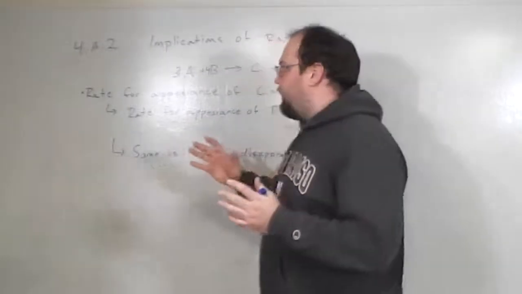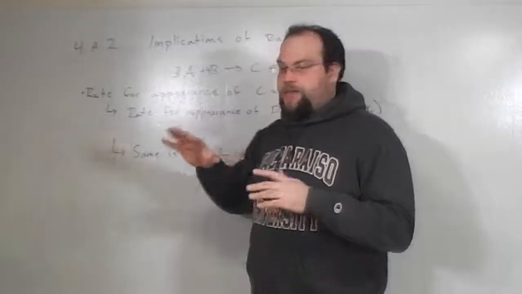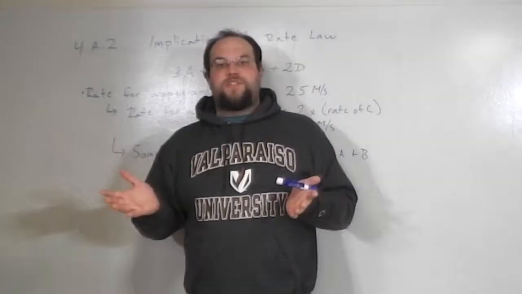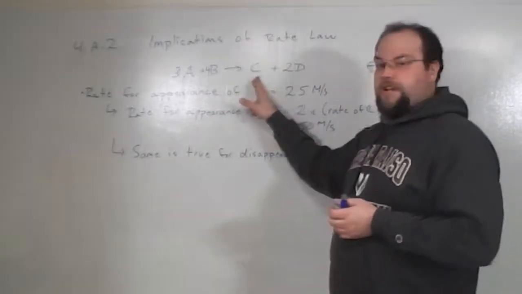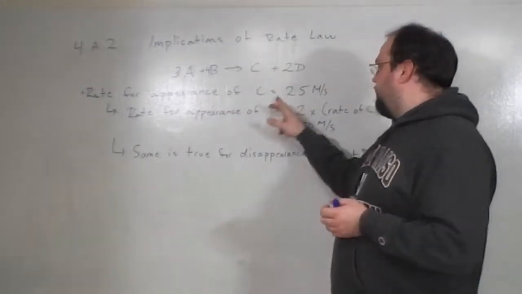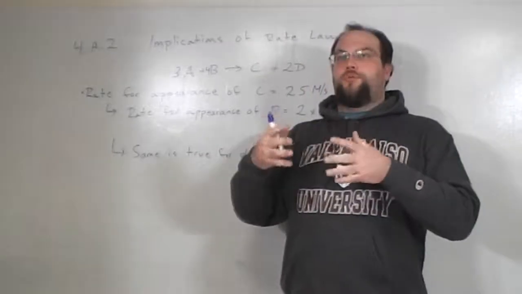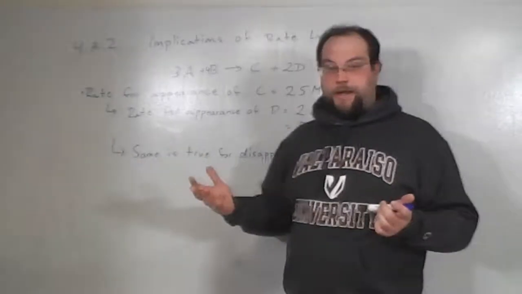So, you could calculate the rate and all those other things that we've been doing, or find the rate law from a tabulated set of data and all that other stuff. But let's just say we have the rate. So the rate for appearance of C, so the rate specifically for C, is 25 molarity per second, or 25 moles per liter per second. So it is appearing at 25 molarity per second.